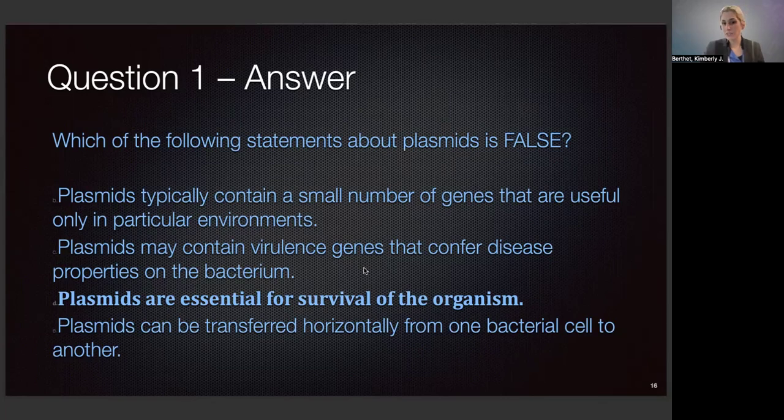Plasmids may contain virulence genes that confer disease properties on a bacterium. So yes, they can have virulence genes, so they can fight one another with these, or they can fight other cells or mount an infection. And here we see plasmids can be transferred horizontally from one bacterial cell to another. That's correct. Not only are they passed down in vertical transmission, they're also passed in horizontal transmission. So the only false answer here is that plasmids are essential for survival of the organism. They're actually not. The genes that are essential are found on the genome. These are extra genetic material.